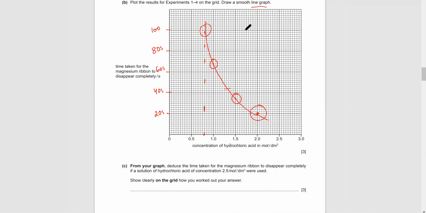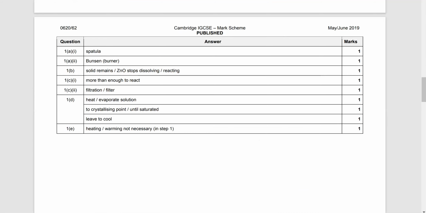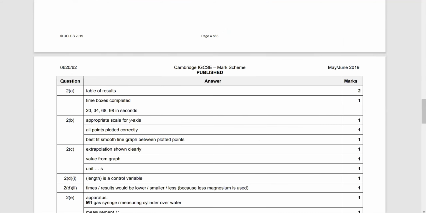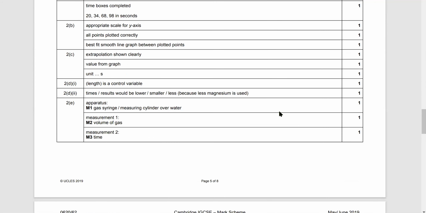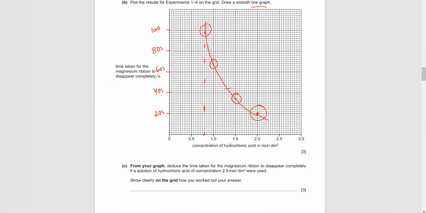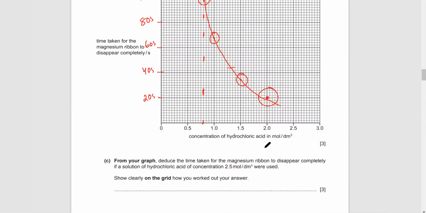It appeared to me a curve. Remember, when they talk about a line, it doesn't really mean a straight line. Okay? A line could be a curve as well. So you have to guess whether you're going to make a curve. Not all the points have to pass through it, but all the points should be close to it, and they should be evenly distributed above and below. So I'm going to see if it's a curve or not. I said they haven't shown anything. I said show clearly on the grid how you worked out your answer.